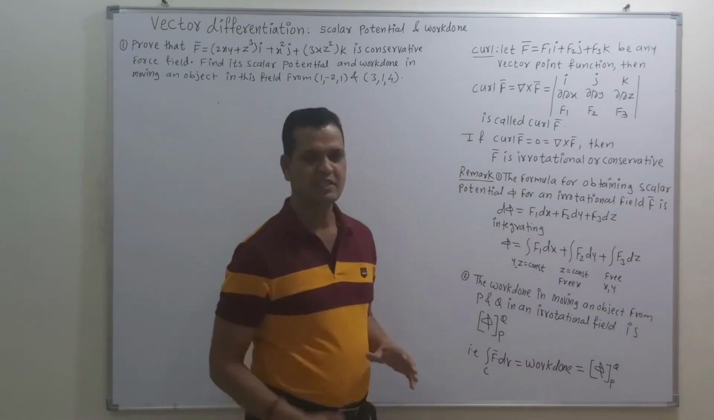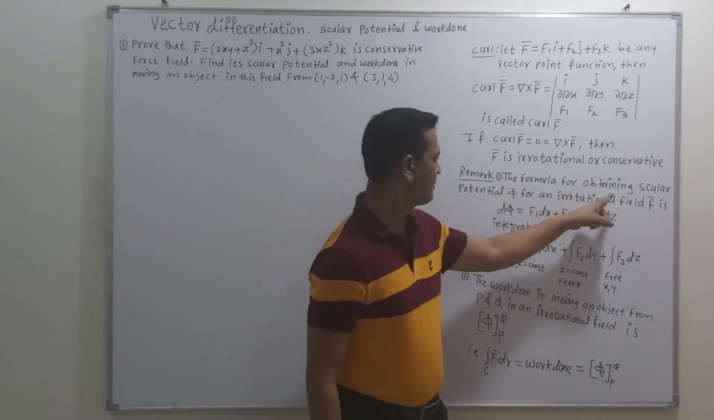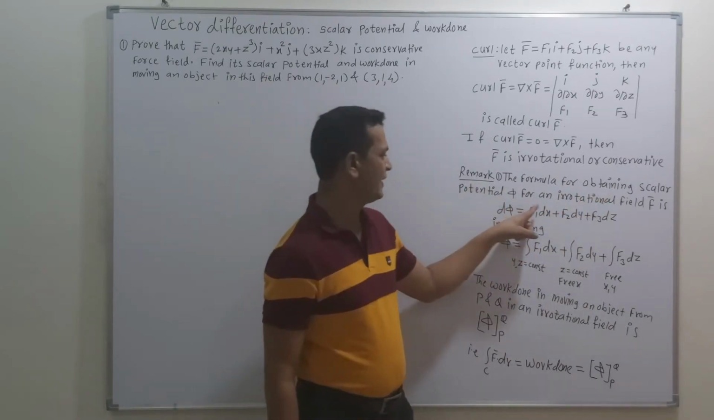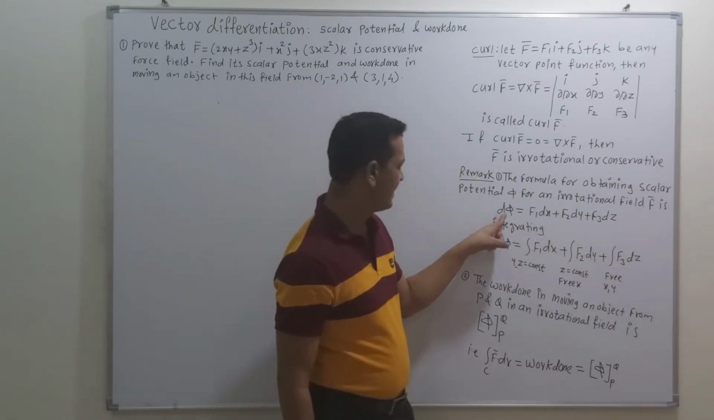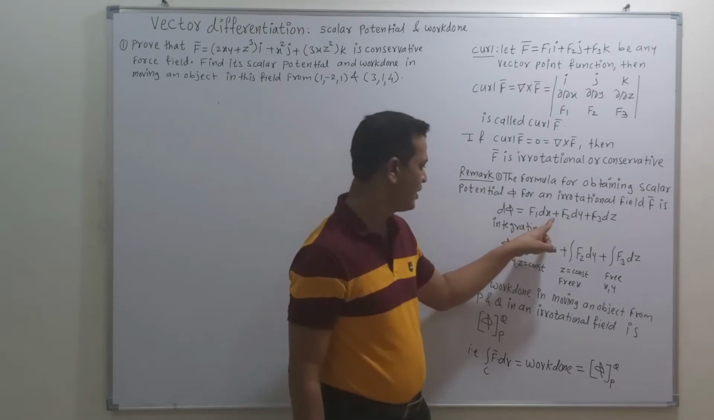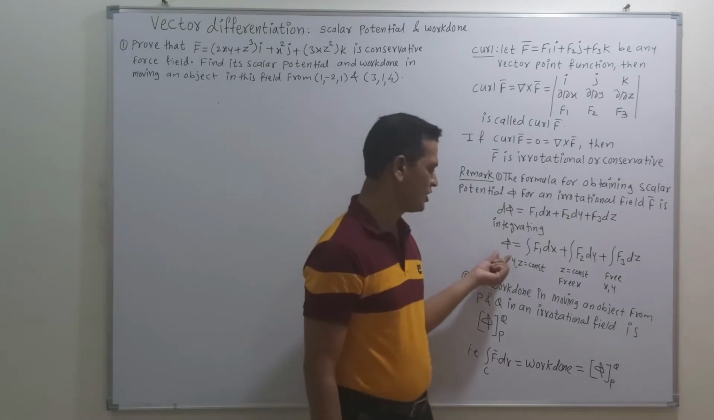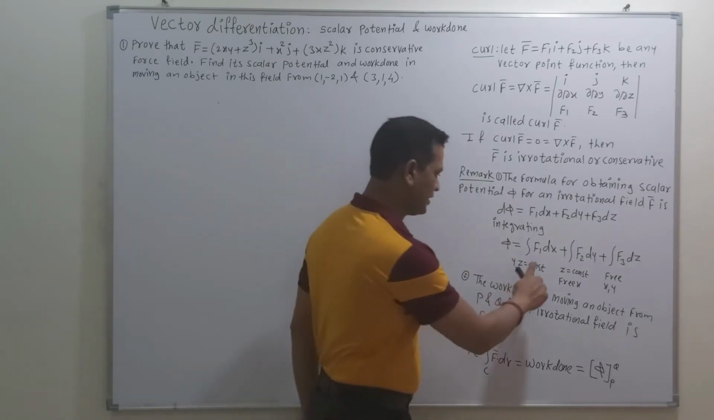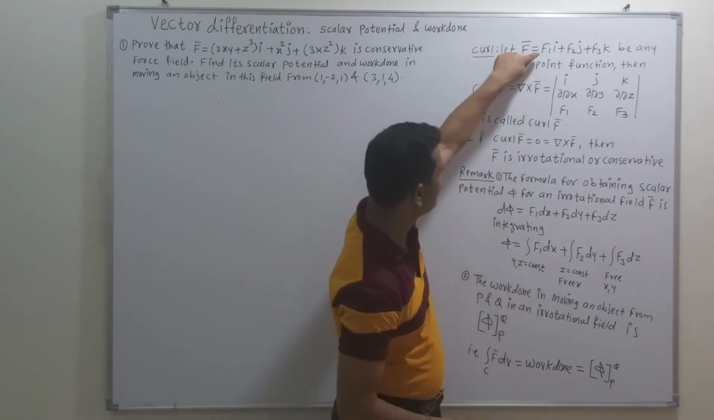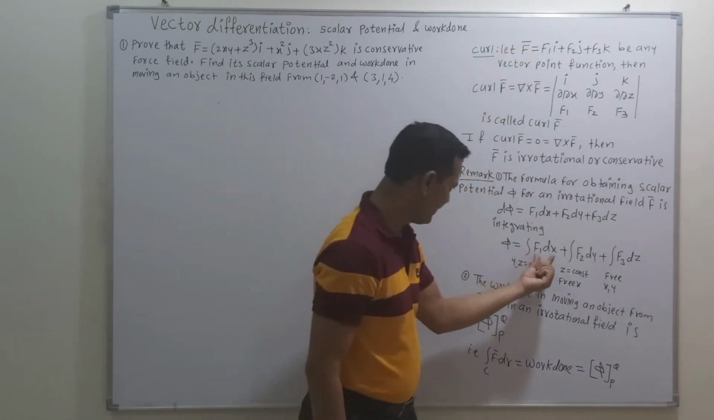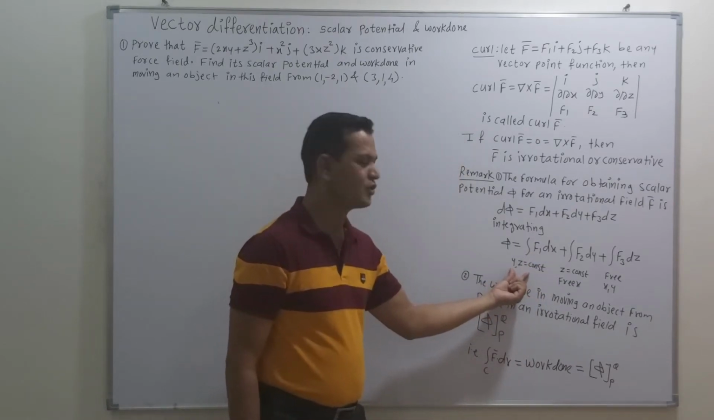Now friends, the next concept is how to find the scalar potential of a function. The formula for obtaining the scalar potential phi of an irrotational field f bar is given by d phi is equal to f1 dx plus f2 dy plus f3 dz. Then the value of this scalar potential phi is obtained by the integration of f1 dx. While taking the integration of this first component, take the values of y and z as constant.